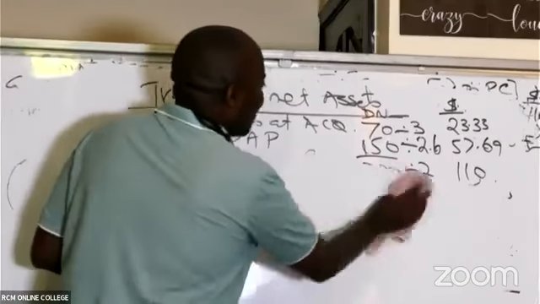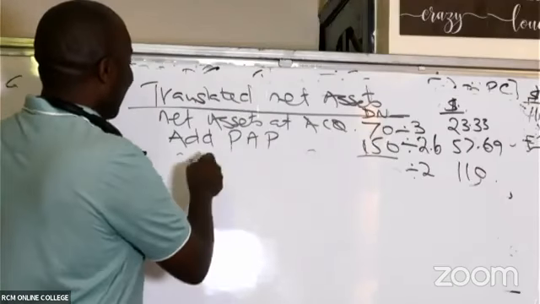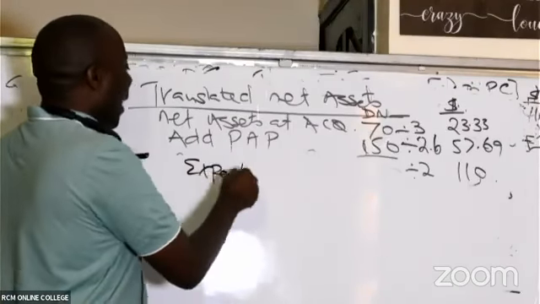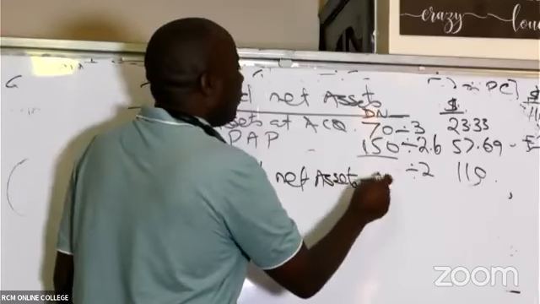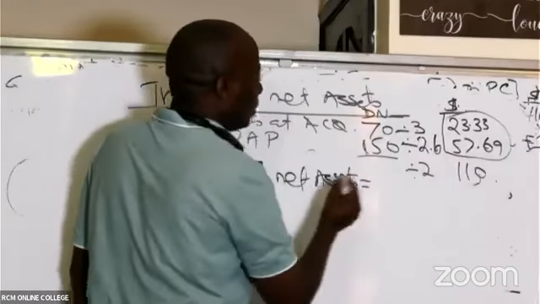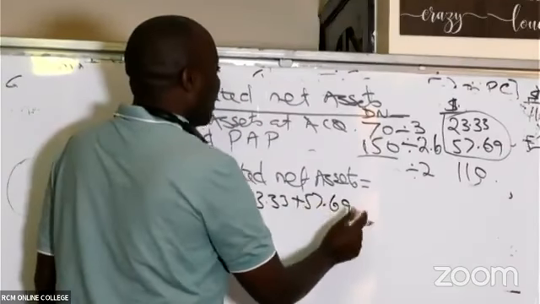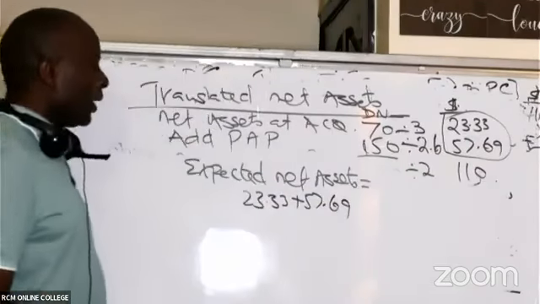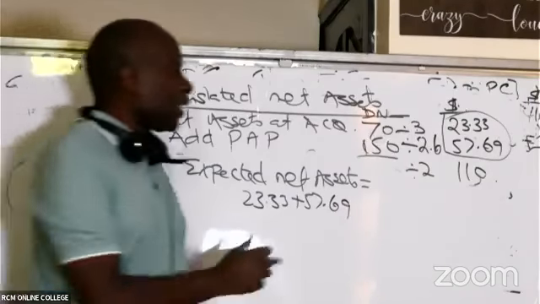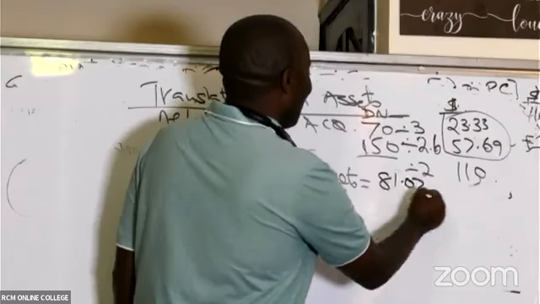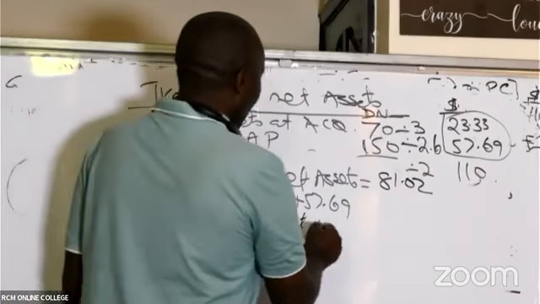Very easy. So in this case, ladies and gentlemen, what we shall do, we shall come and get the expected net assets. So the expected net assets we have here, you add these two. So we have here 23.33 plus 57.69. So what are you able to get here, ladies and gentlemen? Expected net assets, 81.02. And then you come and compare this with the actual net assets.